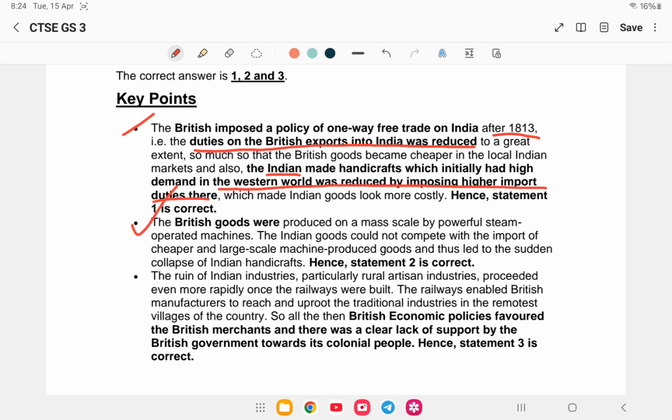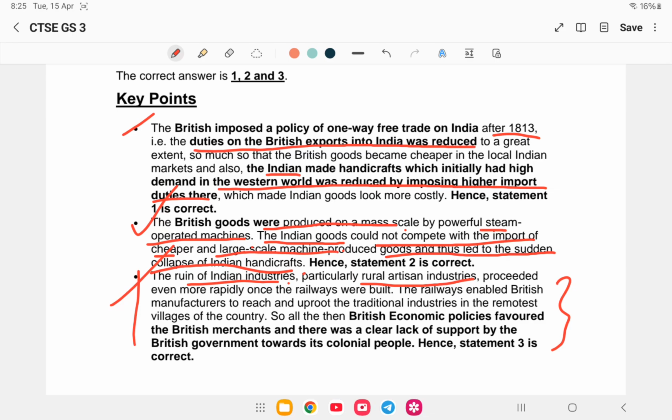Statement 2: the British goods were produced on a mass scale by powerful steam-operated machines. Indian goods could not compete with the import of cheaper, large-scale machine-produced goods, and this led to the sudden collapse of Indian handicraft and the ruin of Indian industry, particularly rural artisan industries. Statement 3: the lack of support from the local rulers. So this led to the collapse of Indian handicraft.